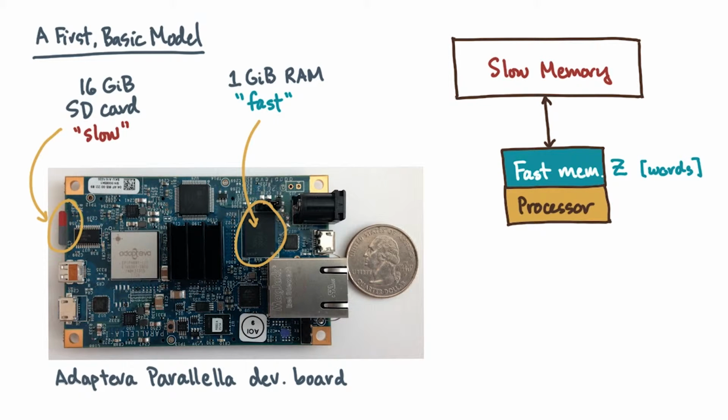This is an Adapteva Parallella board, which is collecting dust in my office. It's collecting dust mostly because I'm sitting around drawing cartoons instead of doing, say, real hacking. Do I even know how to program anymore?